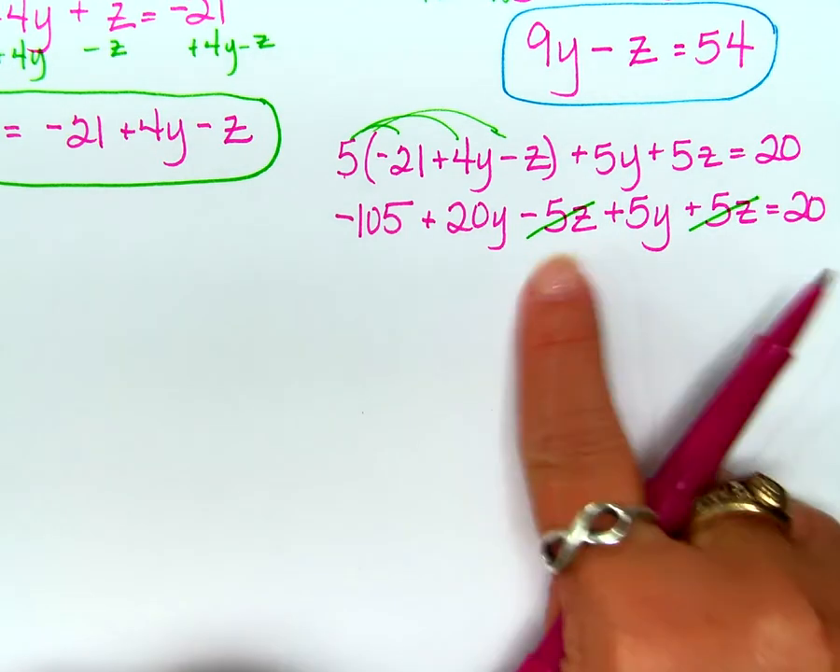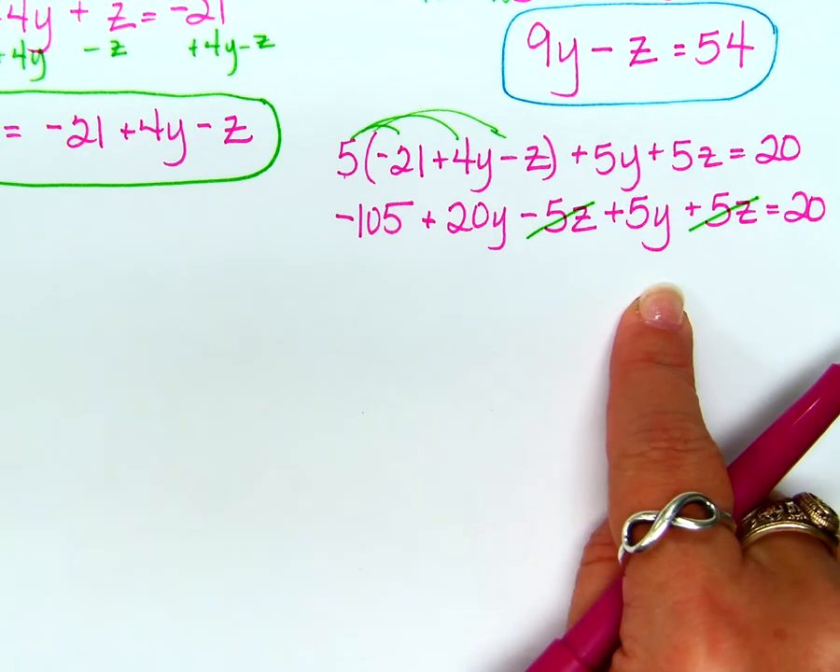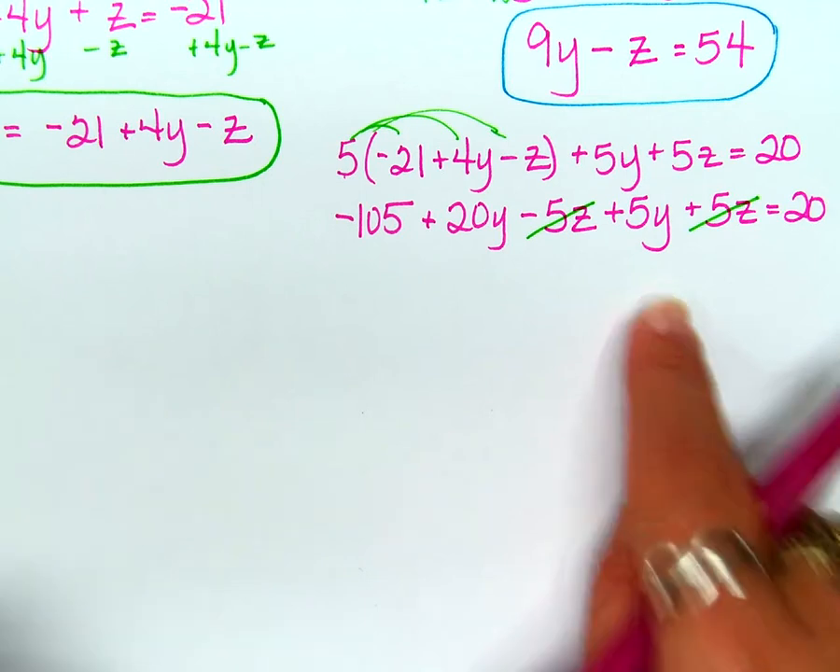Now, it doesn't always work out like this. I might end up with another equation with y and z, but that's okay because I know how to solve a system of two variables, right, with two equations.